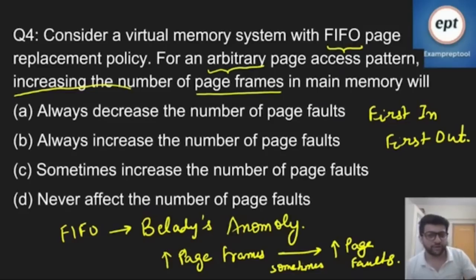So let's see the options. The first says that increasing the number of page frames will always decrease the number of page faults. No, because increasing the number of page frames can sometimes increase the number of page faults as well, right? The second option says that it always increases the number of page faults. No, again, because it does not always increase; sometimes it increases the number of page faults, and this is what Belady's anomaly is. The third option says never affect the number of page faults. Completely wrong, because increasing the number of page frames will definitely affect how many page faults there are, right?